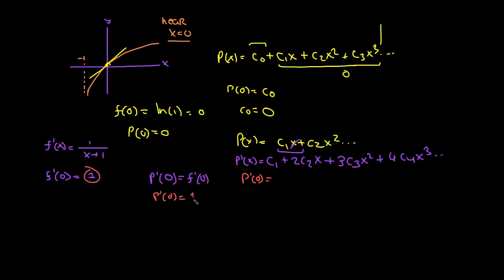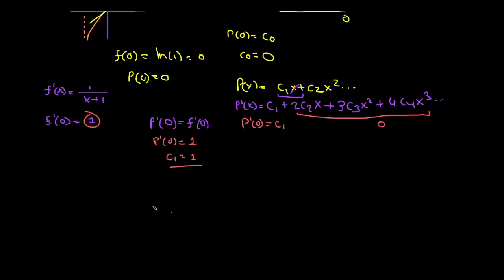We found that earlier, like that. Alright, so let's evaluate the derivative of the polynomial at 0. Again, just like we saw before, every term with an x will cancel out to 0, which just leaves us with c1, which means that c1 is going to equal 1, which, look at that. So now we already have a little bit of a better approximation.